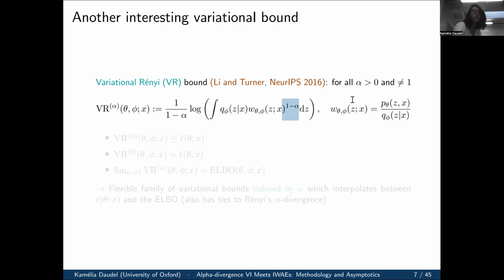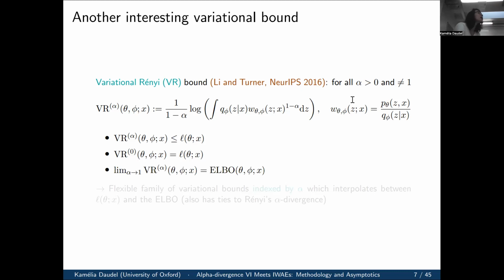So this variational Renyi bound that they've introduced, why did they introduce this bound and why did they find it interesting? Well, the first thing is that it's still a lower bound on the marginal log likelihood. So it's still potentially a good candidate for marginal log likelihood optimization. It has the property that when alpha equals 0, it's the marginal log likelihood. So okay, it's tied to the objective we're trying to optimize.